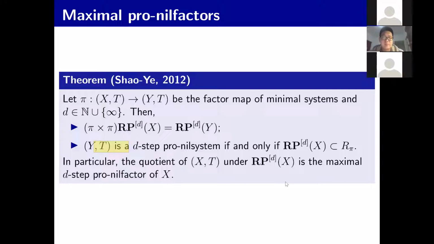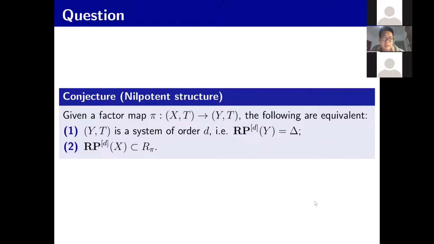It should be noticed that in their paper, they only proved this theorem for positive integers, but by a similar argument, we can show that it also holds for order infinity. So we may ask naturally: is there a nilpotent structure that is given by a factor, such that the factor is a system of order d if and only if the regionally proximal relation of order d on X is contained in the fiber? We know that this holds for the case d equals 1.